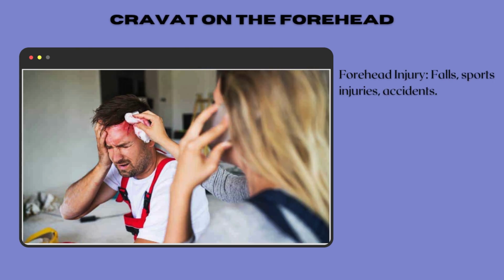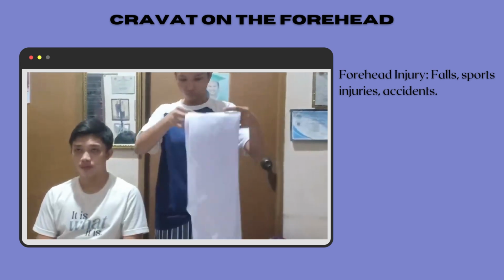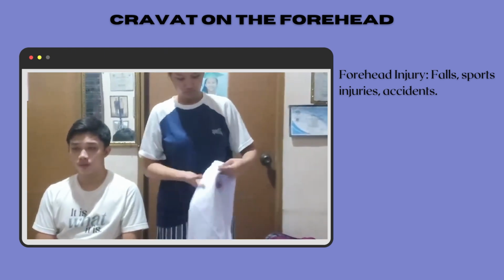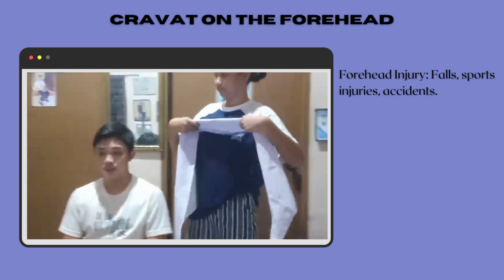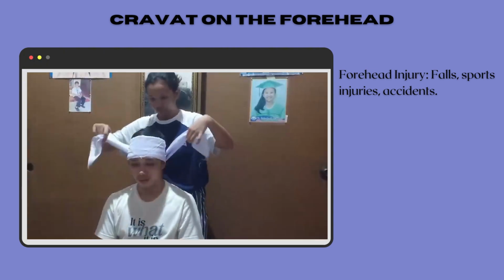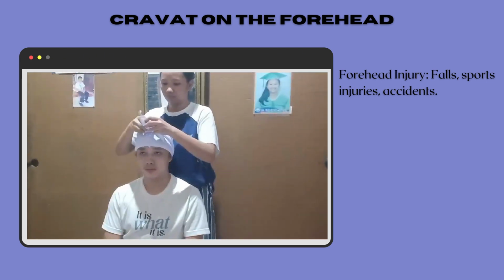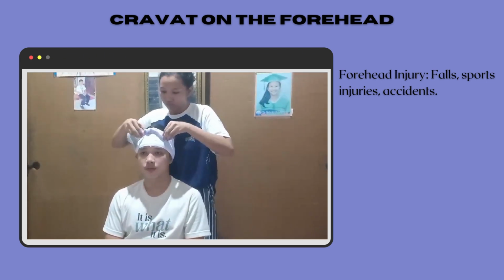Forehead injury. Possible incidents leading to these injuries are falls, sports injuries, and accidents. Procedure for the cravat of the forehead. Place the apex in the middle over the dressing and apply pressure. Cross the two ends of the bandage in opposite directions completely around the head. Tie the ends using a square knot over the dressing. Tuck in the excess ends to make it neat.